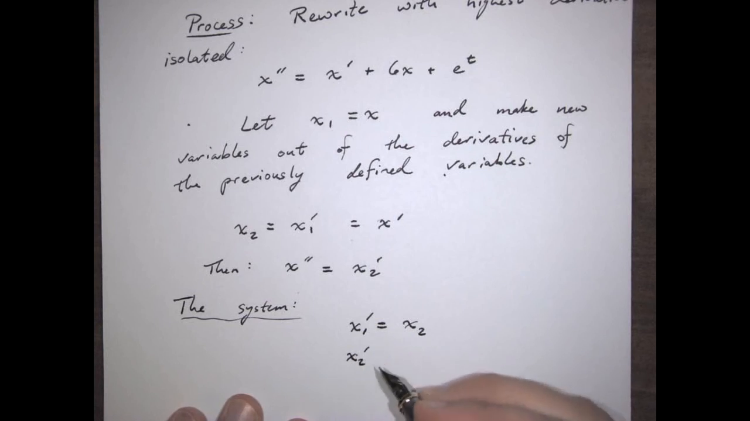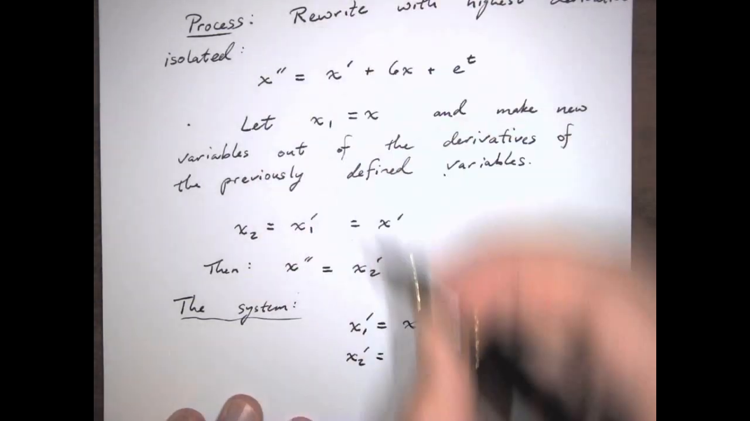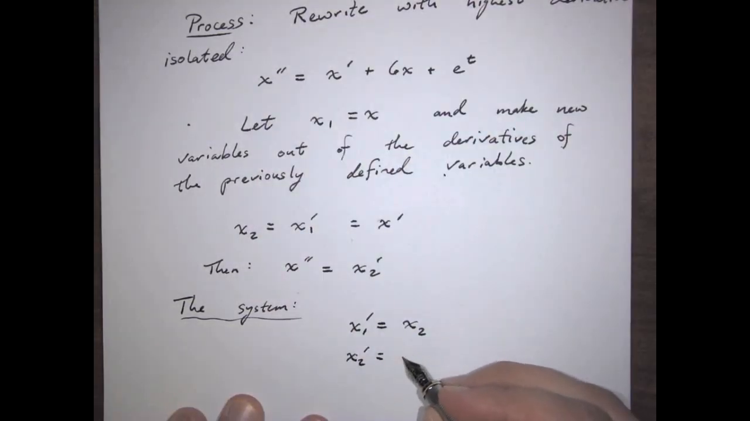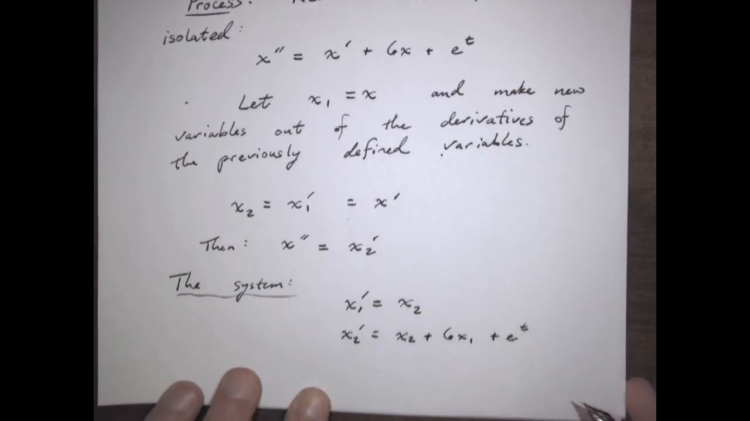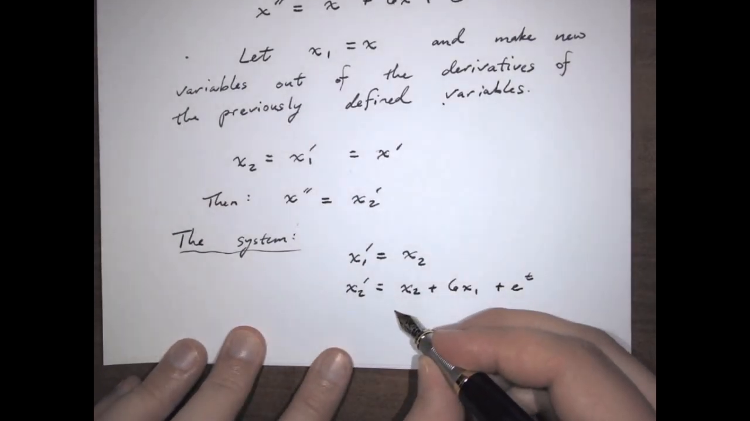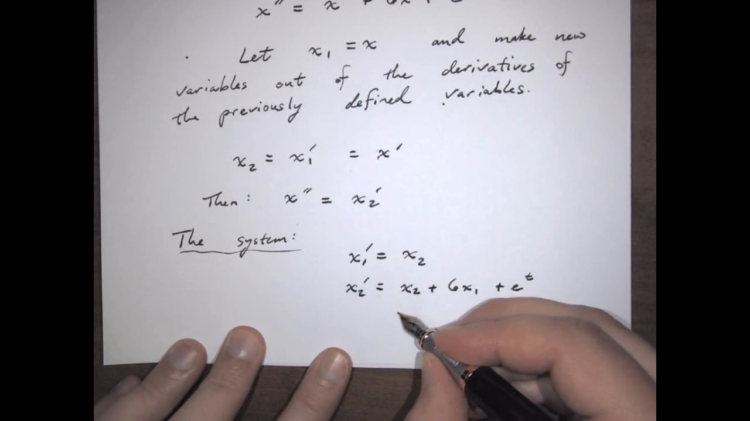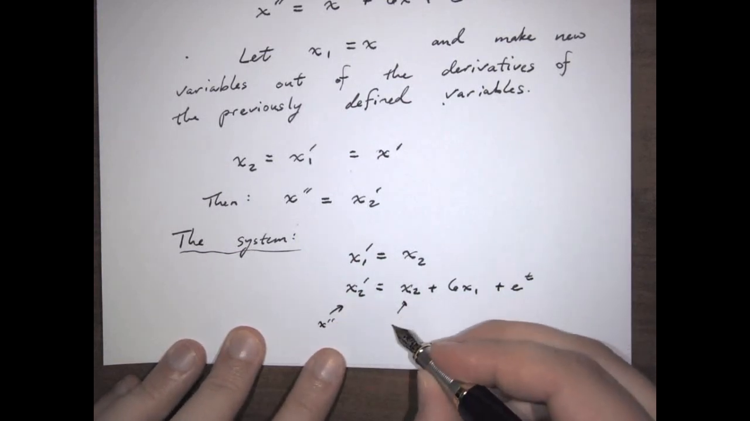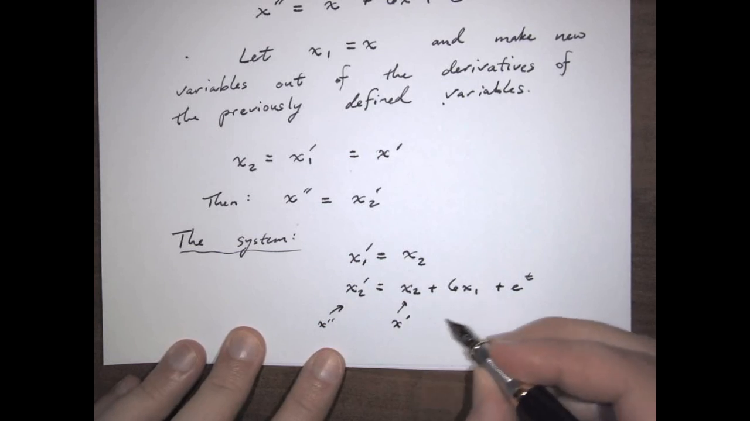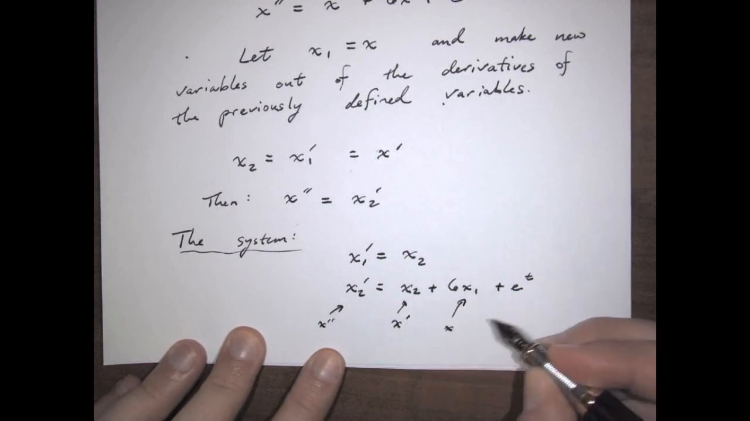x2 prime is what the x double prime was, which is going to then be rewritten in terms of this: x2 plus 6x1 plus e to the t. So this represents essentially the x double prime, this represents the x prime, this represents just the x.